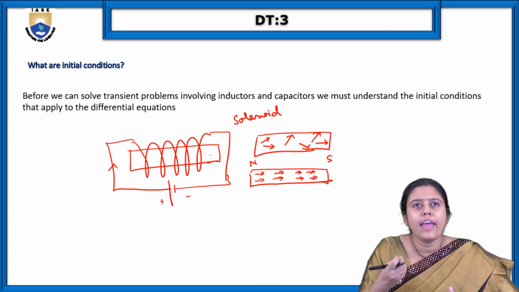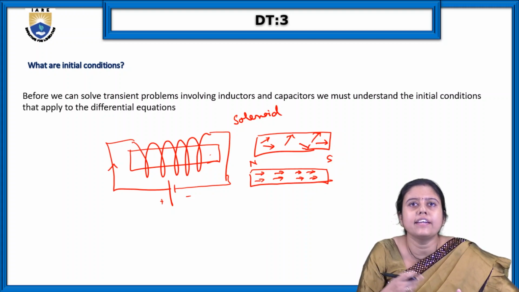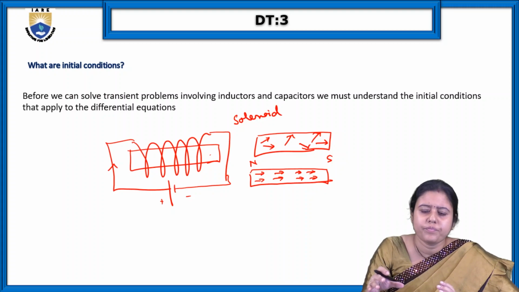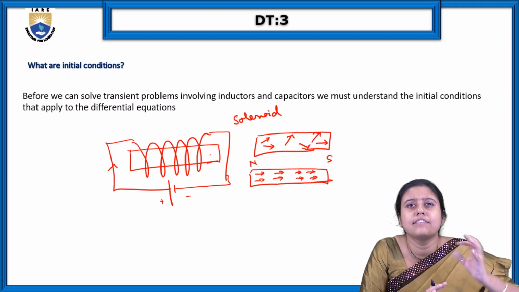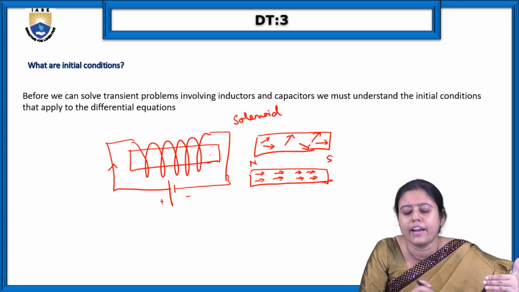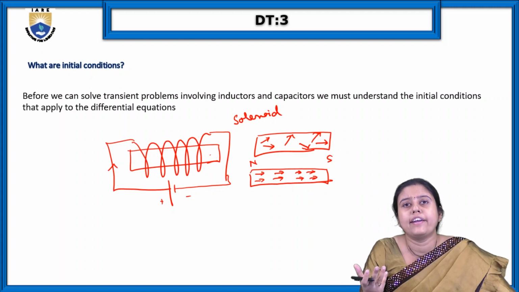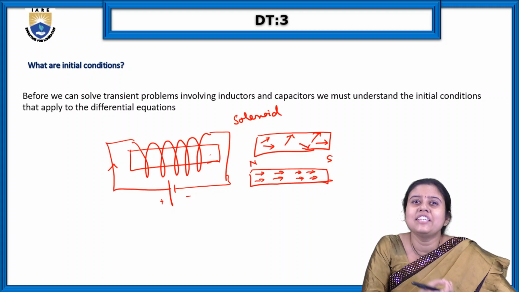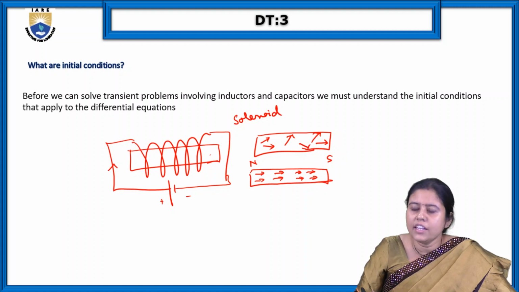Now we again disconnect the circuit. While we are disconnecting the circuit, what will happen? The magnetic property of this solenoid will never be 0. Some property will always be present immediately. Next time when we connect it again with the voltage source or with any battery, some initial magnetization will be present. So this is called the initial condition.